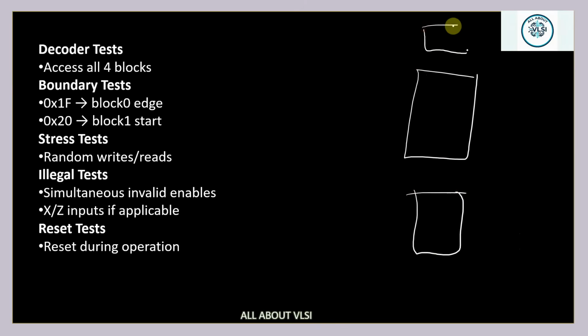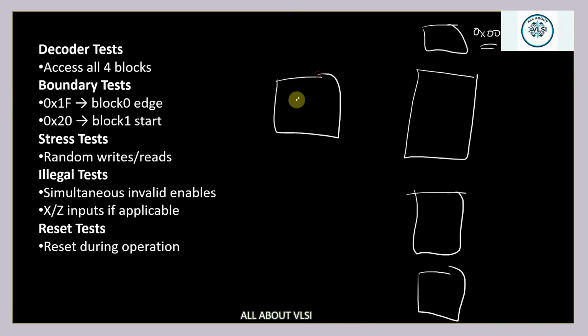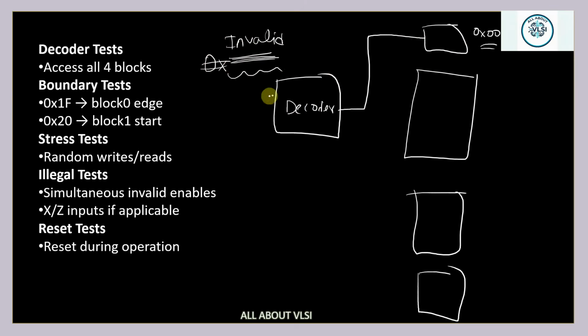For example, let's say I have four blocks. If I give a particular address associated with the first block, is my decoder able to select this particular block or not? Let's say I give an invalid address to my decoder: is it selecting a slave, or what kind of response is it going to give? This kind of test you need to do in the decoder test.